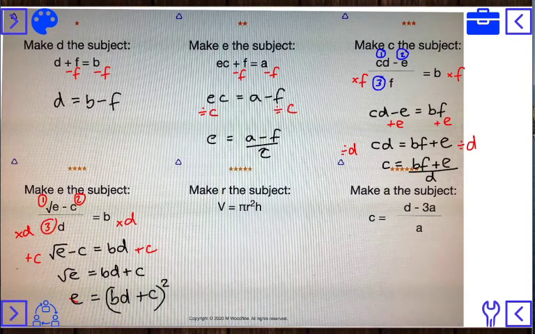Moving on to the next one, and the reason why question 5 looks the way it does is that all of the ones in question 5 are actually real life formulas.